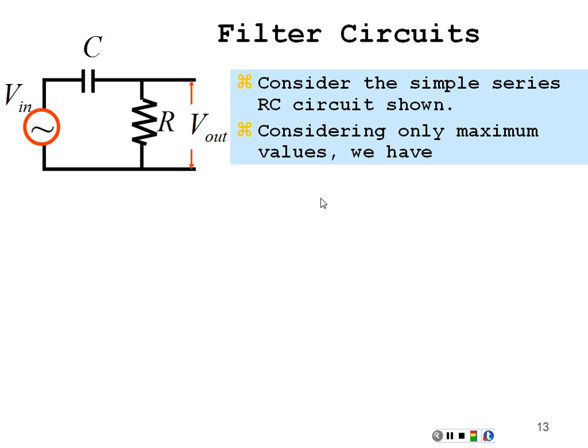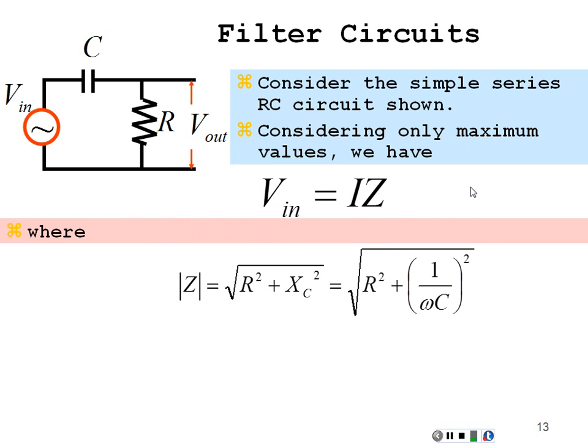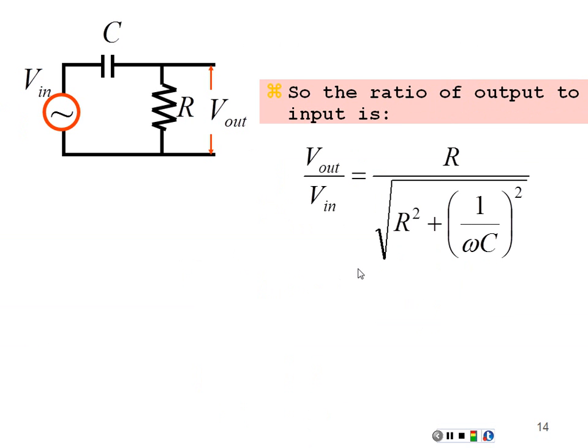If we consider only maximum values, we would have that our in voltage would be equal to the current times the impedance. And the impedance in this case is going to be equal to the square root of R squared plus the capacitive reactance squared, the square root of R squared plus (1 over omega C) squared. And hence by voltage division, our maximum output voltage will be equal to the ratio of the resistance to the impedance times our voltage in. So our ratio of our output to our input would look like this: R over the square root of R squared plus (1 over omega C) squared.